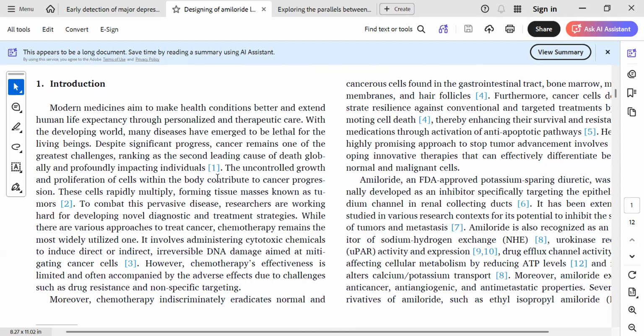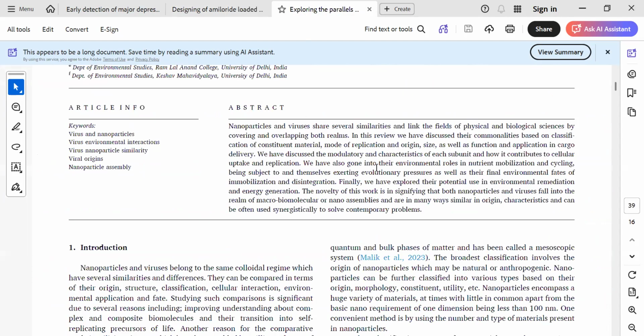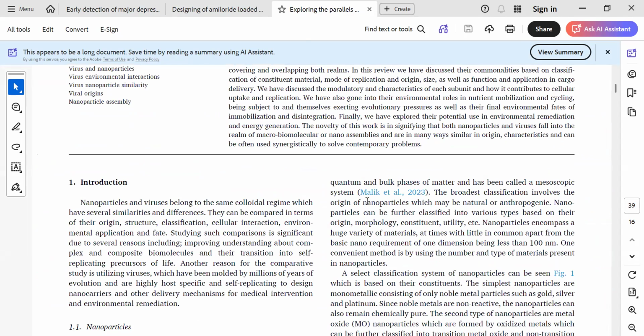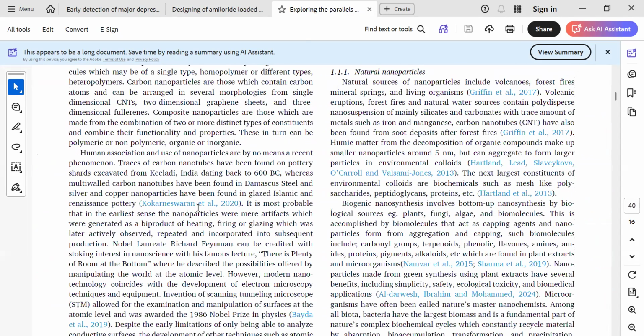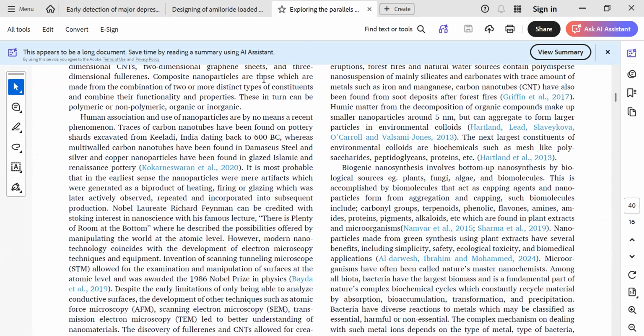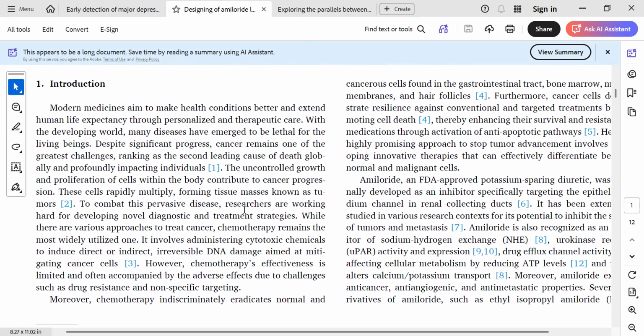So it's better to mention them as the author at all. I'll just show you what that means. For example, in this paper, you will see that it mentions Malik et al. and then Konkaneswaran et al., then the year. So likewise, you have to mention the author et al.